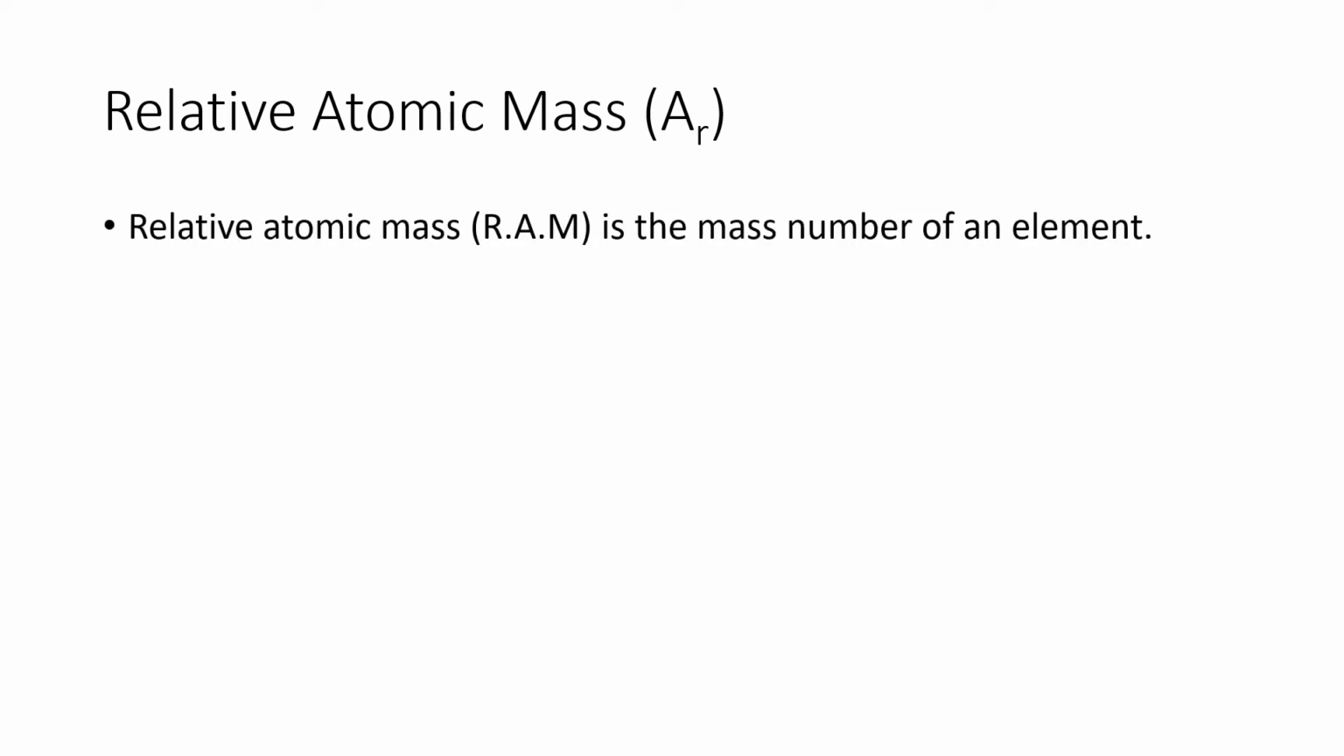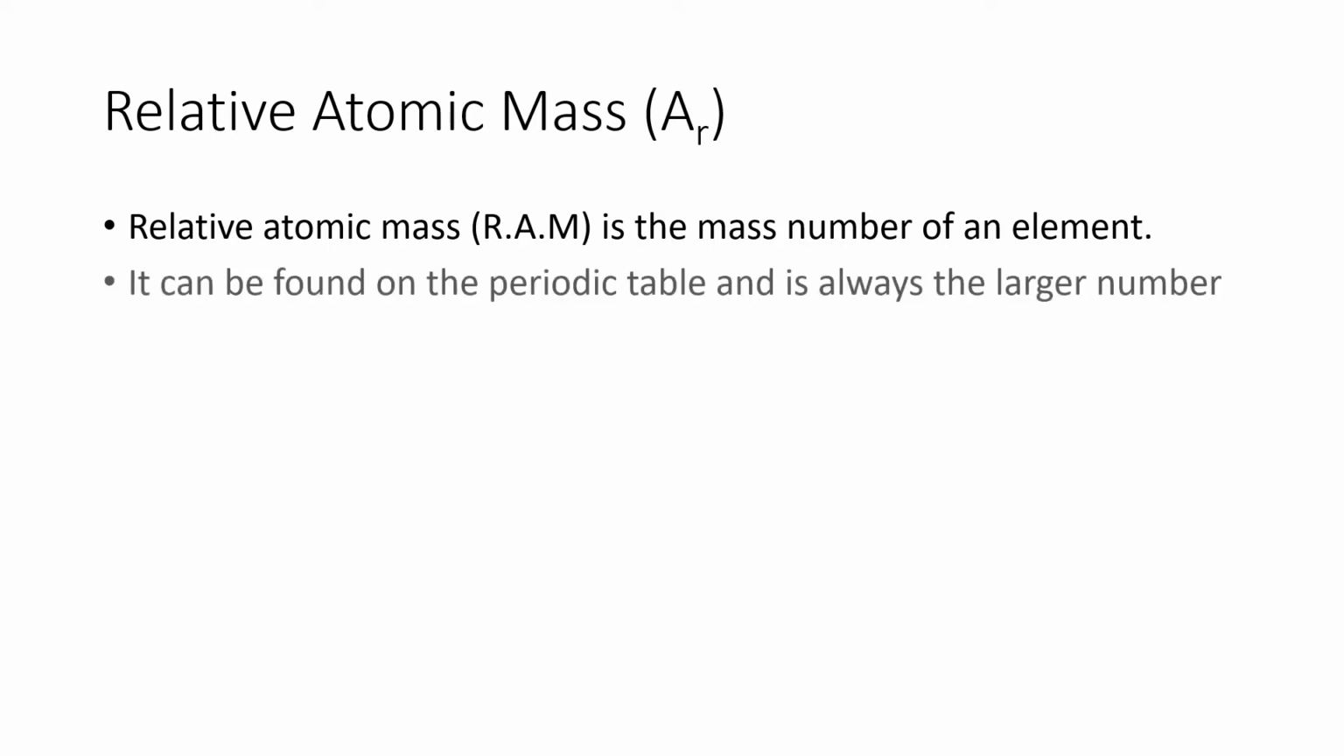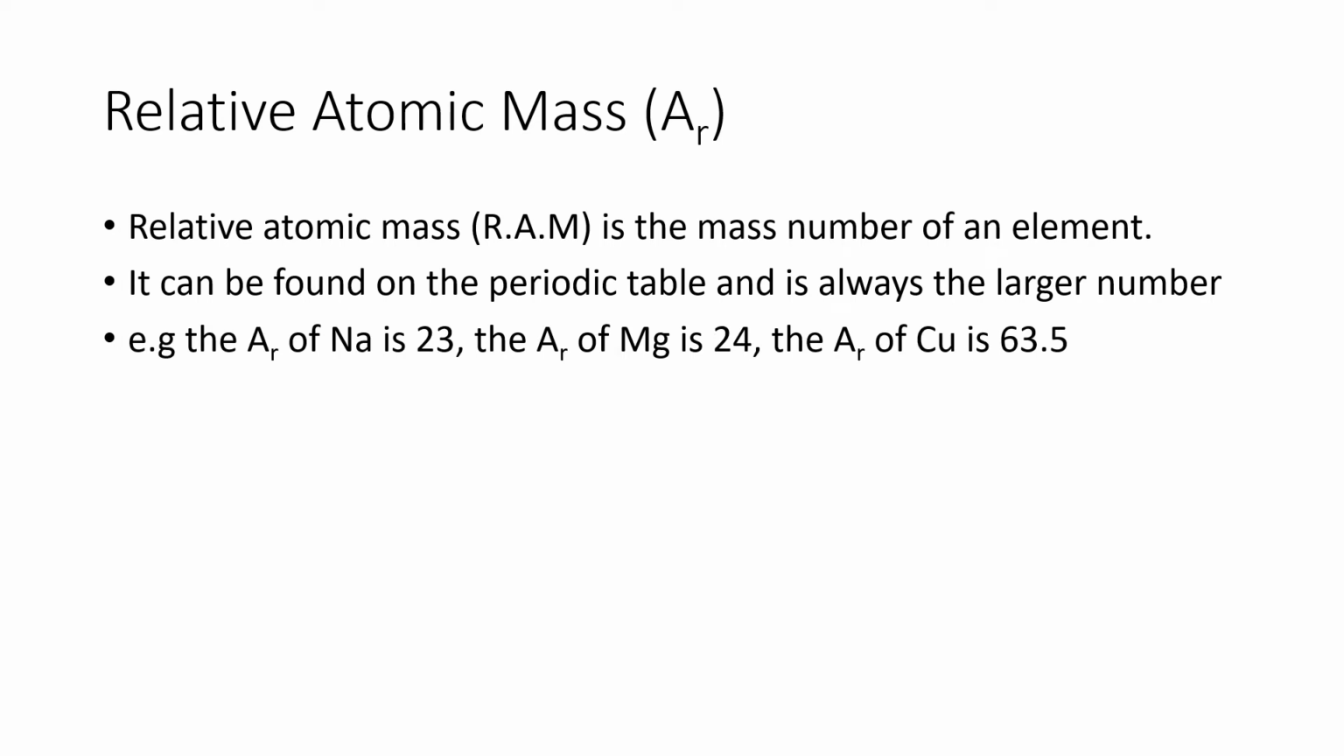The relative atomic mass is the mass number of an element, essentially, which can be found on the periodic table. It is always the larger number in the tile on the periodic table. For example, the relative atomic mass of sodium is 23, the relative atomic mass of magnesium is 24, and the relative atomic mass of copper is 63.5.